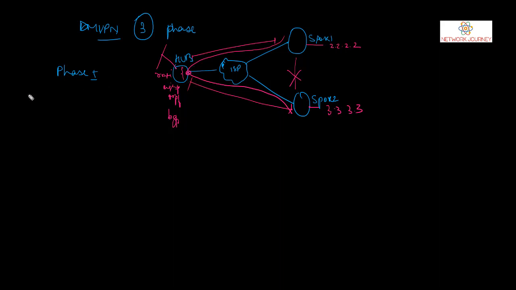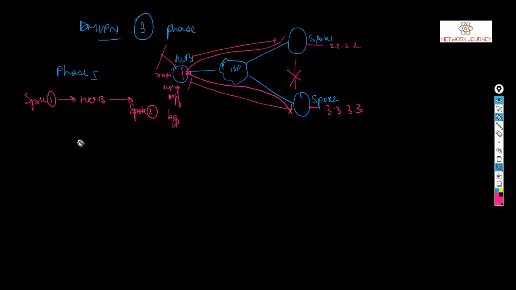So I can say that spoke 1 sends the traffic to the hub and the hub is sending it to spoke 2. Now this is really not something we are interested in. We need something where a spoke can talk to the next spoke. That can be achieved with the help of phase 2.